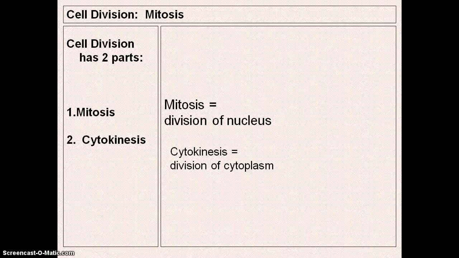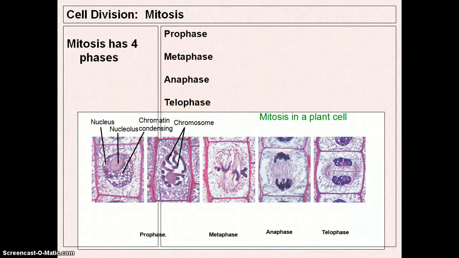So what's mitosis? Well, that happens after G2. Mitosis is very technical. It's actually the division of the nucleus itself. So not even the whole cell, just the nucleus. And we'll get to cytokinesis later. Mitosis has four phases: prophase, metaphase, anaphase, telophase.